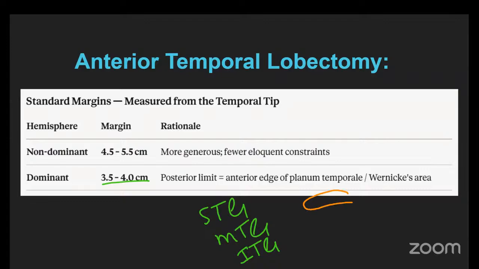This is the superior temporal gyrus. Then we have the middle temporal gyrus. Then we have the inferior temporal gyrus. So we can have separate resection limits for all these three gyri because their importance and their eloquence is very different. On the dominant side, the superior temporal gyrus is your auditory area, so you cannot go behind 3.5 to 4 centimeters. So I'm going to mark it here.